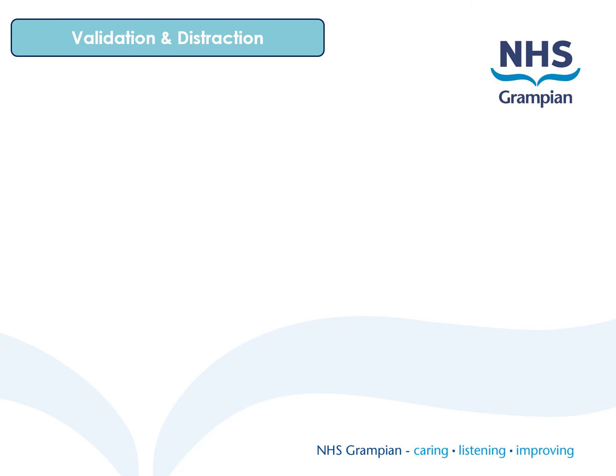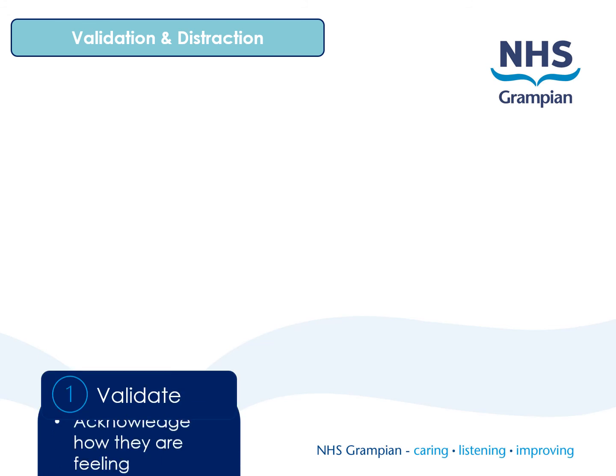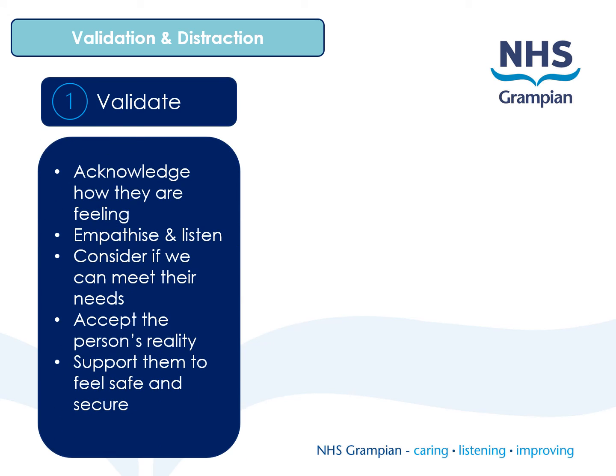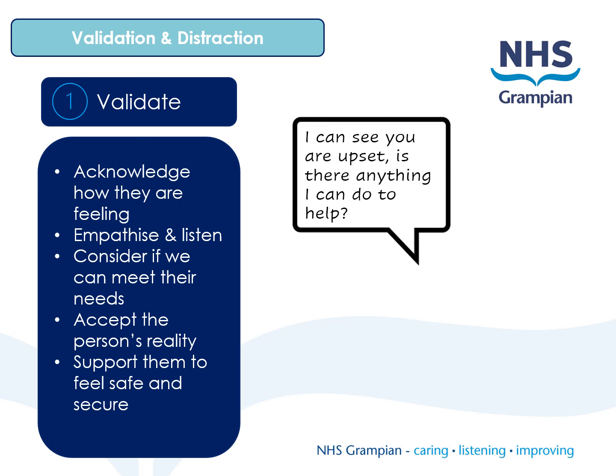Let's look at a proactive and preventative strategy in more detail. This strategy is validation and distraction. Validation and distraction is a two-step approach, so let's look at step 1. Step 1 is validate. We want to acknowledge how the person is feeling, empathise and listen to them. Consider if we can meet the person's needs and accept the person's reality, even if their reality doesn't quite align with our own. We also want to support the person to feel safe and secure.